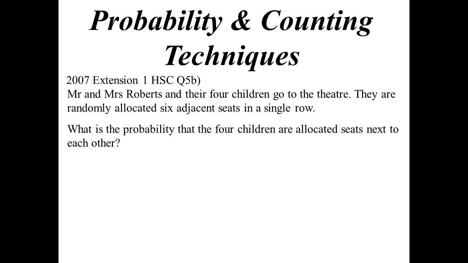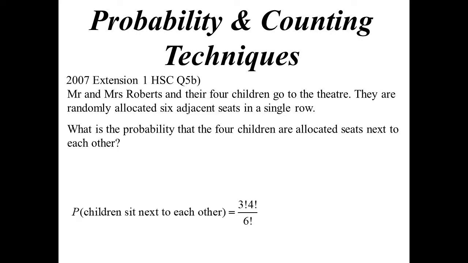I just want to look at a handful of HSC questions that have appeared over the years. Here's the first one. Comes from 2007, Extension 1. Mr. and Mrs. Roberts and their 4 children are going to the theatre. They're randomly allocated 6 seats in a row. Probability that the 4 children are allocated seats next to each other. So it's a probability question.